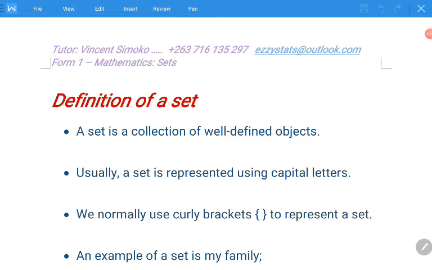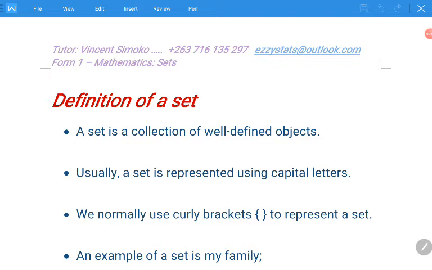How are you guys? Welcome to Form 1 mathematics lesson, and today we are going to look at sets. So we are going to start by defining a set.